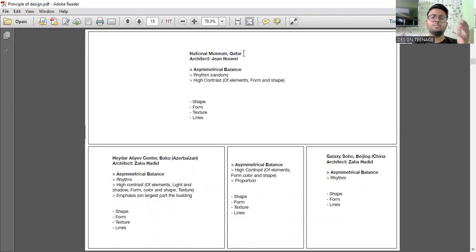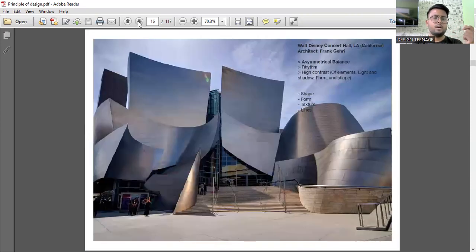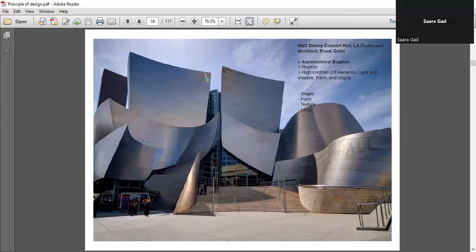For example, the top one is the National Museum in Qatar. Who is the architect? When you go through these things, they will get stuck in your mind and you will never forget it. Okay. Are you getting it, Sarah? I guess there is no issue with that. I'm getting it, sir. Yeah.